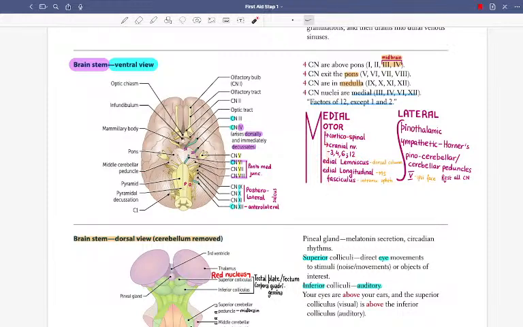Corticospinal tract, cranial nerve 3, 4, 6. Corticospinal tract is motor, M for motor, and cranial nerves 3, 4, 6, 12. Then medial lemniscus, M for medial lemniscus, and medial longitudinal fasciculus, that is also going to be medial only.